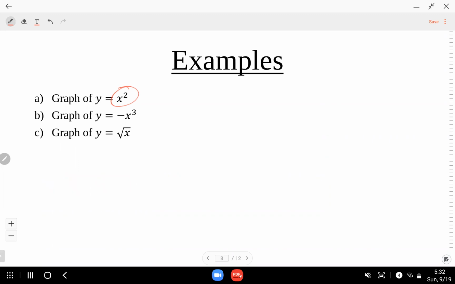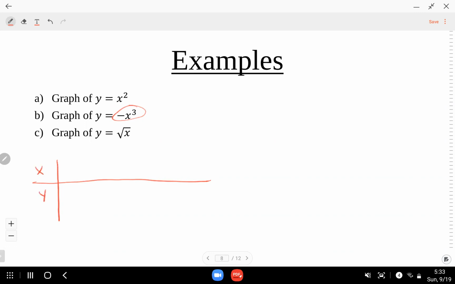And make sure you remember this for our functions unit, because we'll be using this a lot when we're learning about functions. Okay. So let's see. Now we have negative x cubed. All right, so let's see what that looks like.